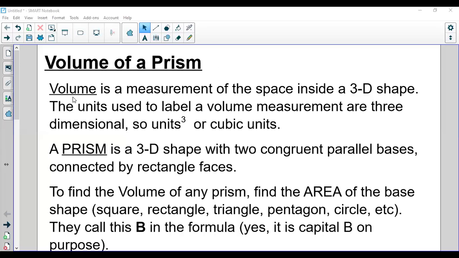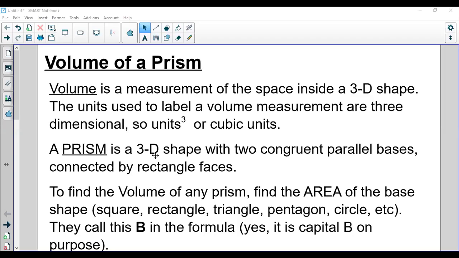So remember, volume is the measurement of the space inside of a 3D shape. The units used to label a volume are three-dimensional, so it'll be units to the third power, units cubed, or cubic units, written that way. They won't use the word units, they'll use the word centimeters or meters or inches or feet. So it'll say something like inches cubed or cubic meters. Those are ways you can label your answers with the proper units.